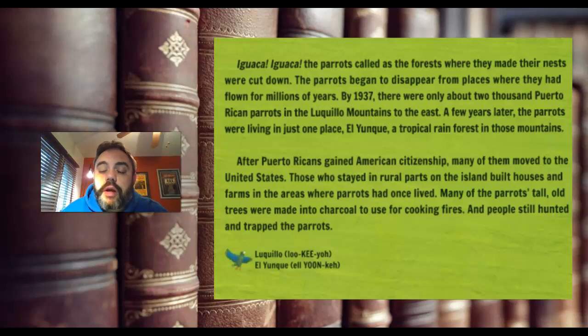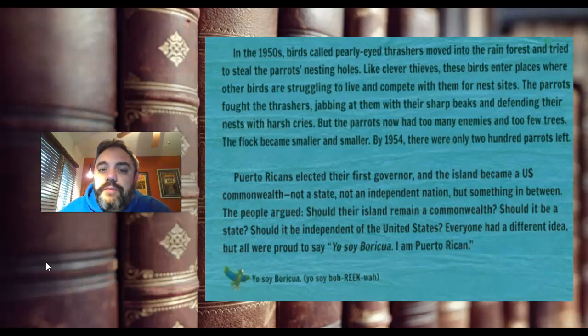Many of the parrots' tall old trees were made into charcoal to use for cooking fires. And people still hunted and trapped the parrots. In the 1950s, birds called pearly-eyed thrashers moved into the rainforest and tried to steal the parrots' nesting holes. Like clever thieves, these birds entered places where other birds are struggling to live and compete with them for nest sites. The parrots fought the thrashers, jabbing at them with their sharp beaks and defending their nests with harsh cries. But the parrots now had too many enemies and too few trees.